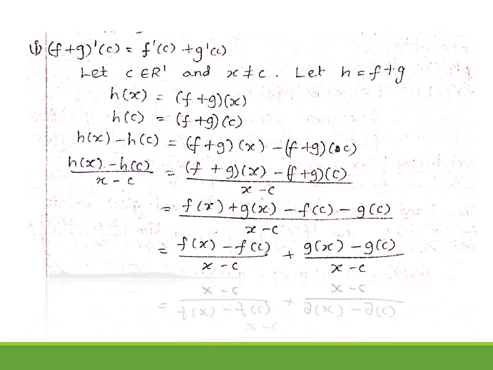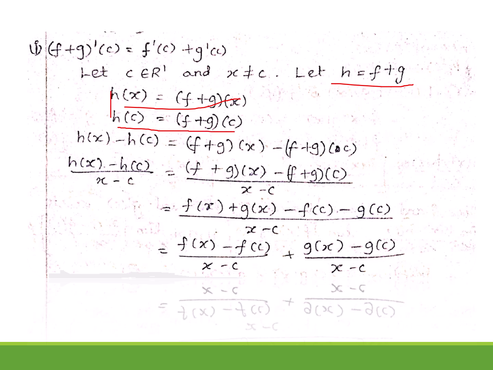Next, the proof. The first one is (f plus g) dash of c equals f dash of c plus g dash of c. Let c belong to R and x not equal to c. Let h equal f plus g. Let h of x equal f plus g of x. Then h of c equals f plus g of c.